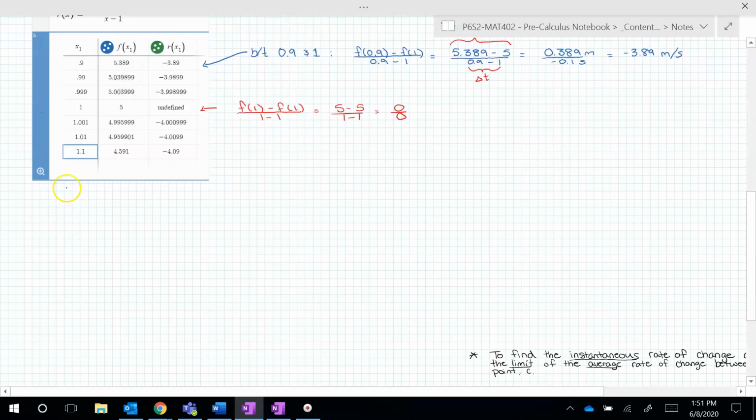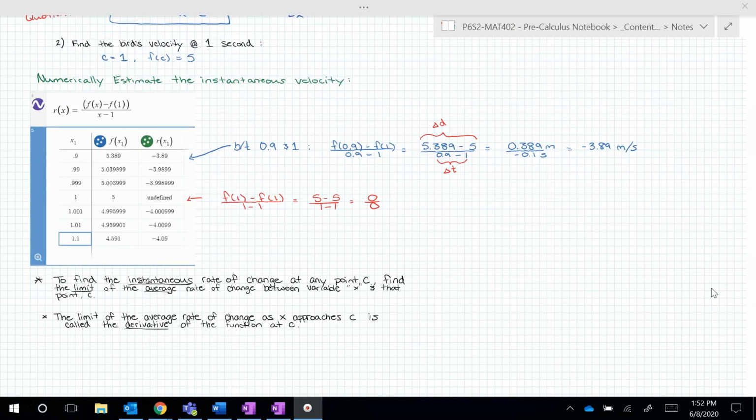So, let's take some notes here. Sorry about the video editing, but I'm trying to get through this as quickly as I can, find places I can cut corners. To find that instantaneous rate of change at any point C, in this case 1, we want to find the limit of the average rate of change between some changing x and that one fixed point C. And that limit has a name. The limit of that average rate of change as x gets closer and closer to C, as we're getting closer and closer to that instantaneous piece, we call that the derivative of the function at point C.